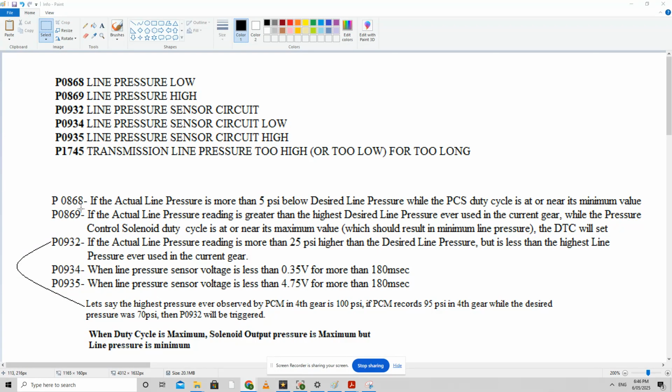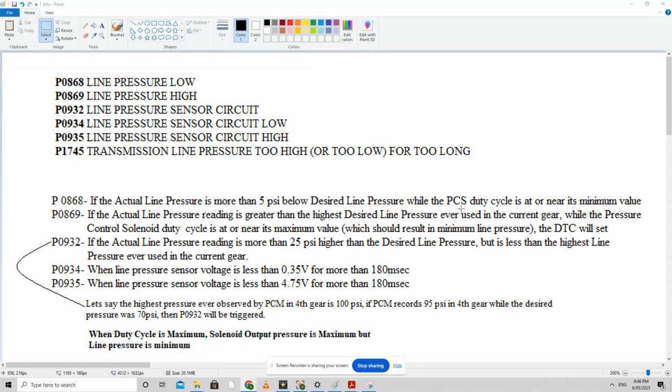Before I go through these, some of these codes are generic. You might see them in different transmissions. What we're going to discuss here, some of it may be applicable to a certain transmission, but this one is strictly for 62TE. So 868 is when the actual line pressure is more than 5 psi below the desired line pressure, while the PCS duty cycle is at or near its minimum value.